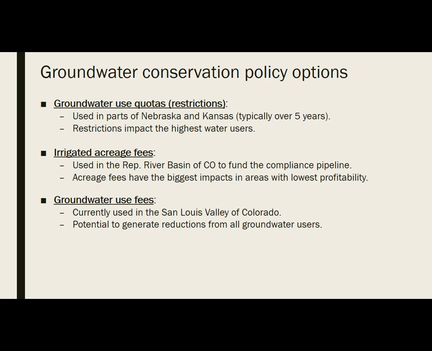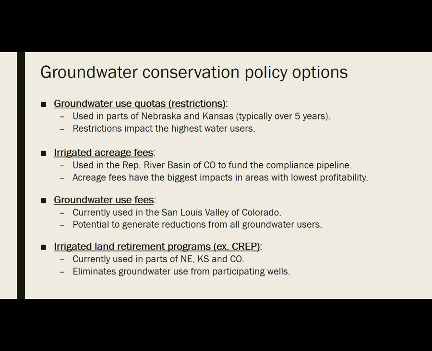Now, alternatively, groundwater use fees are in place in the San Luis Valley, and these fees charge users based on the volume of water they use, not necessarily the amount of land that they irrigate. And a nice feature of a fee like this is that it provides incentives for all groundwater users to reduce their groundwater use so as to reduce the fees that they owe. Then the final policy that we see implemented fairly widely is a retirement program, often through the Conservation Reserve Enhancement Program. And there are such programs in place in parts of Nebraska, Kansas, and Colorado. And of course, it reduces or eliminates water use from the wells that end up participating in that program.